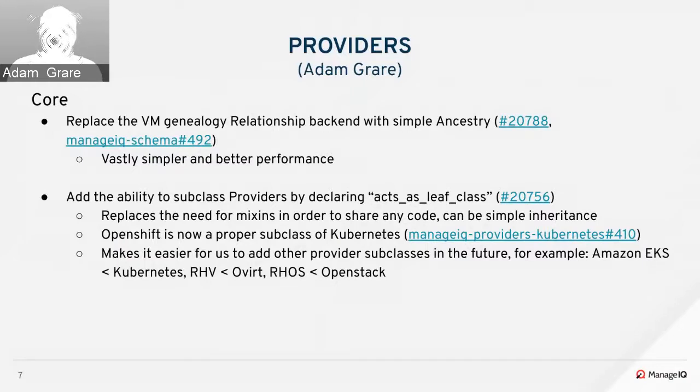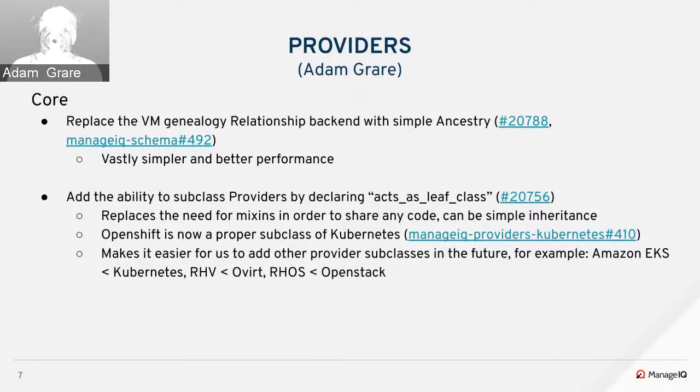We also added, Jason added the ability to subclass providers by adding an acts-as leaf class directive. Before, this wasn't really possible for a number of reasons. One was we only allow creating leaf classes, and two, STI queries wouldn't work because, for example, if you subclassed OpenShift from Kubernetes and looked for Kubernetes container groups, you would also get all the OpenShift ones. So he added a change to core, which allows the queries to find only, for example, the Kubernetes container groups.